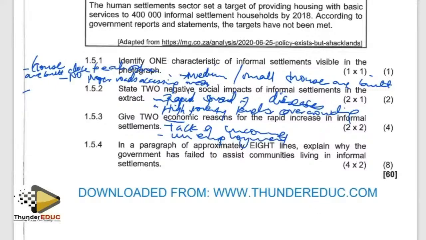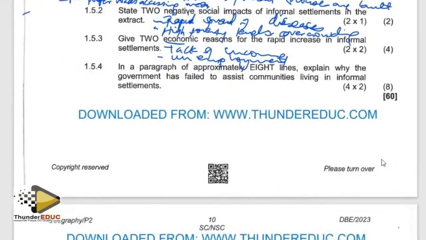And the last section under question one is, in a paragraph of approximately 8 lines, explain why the government has failed to assist the communities living in informal settlements. Why do you think the government has failed? Remember, learners, you write this in a paragraph, but I'll outline the points for you. However, the points you write in a paragraph should make sense. Number one, informal settlements are rapidly increasing.